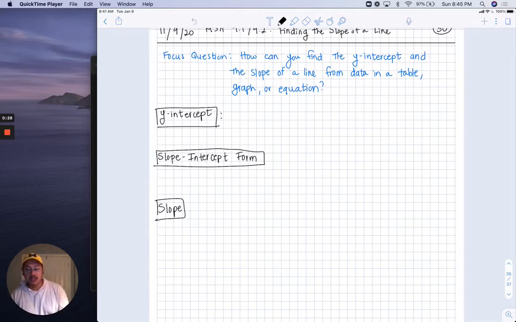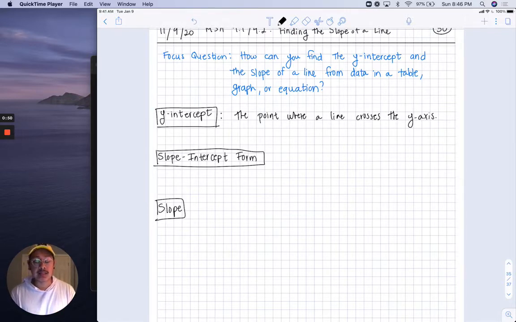So we should already know the definition of a y-intercept. This is the point where a line crosses the y-axis. In our previous lessons, this has usually been represented by our starting point or starting values. What we also know about this is that the coordinates for the y-intercept are always going to be (0, b). The x-coordinate for the y-intercept is always going to be 0, and then the y-coordinate is going to be wherever the line crosses the y-axis.